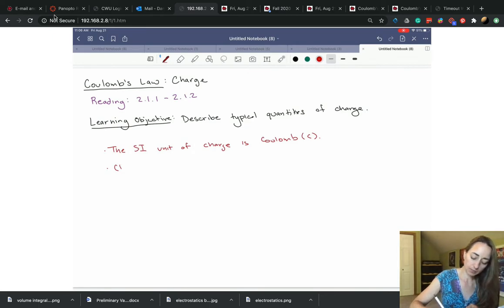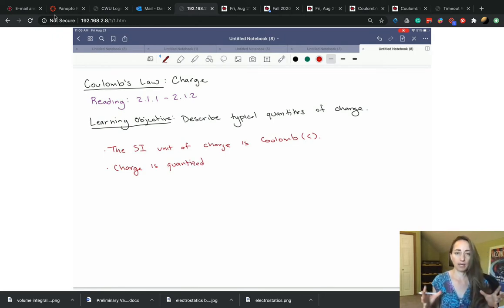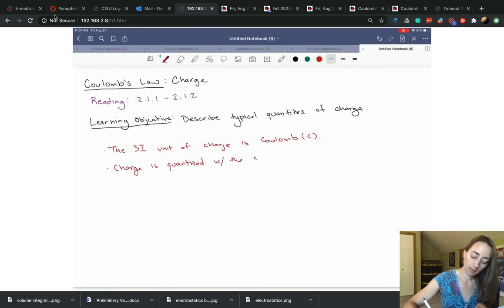Charge is quantized, which basically means you don't have a continuous range of charge that an object can have, because charge is derived from the balance of protons and electrons in an atom. A charge can only be different by the charge of a single electron. So charge is quantized, with the smallest unit of that quantization being the charge of an electron.